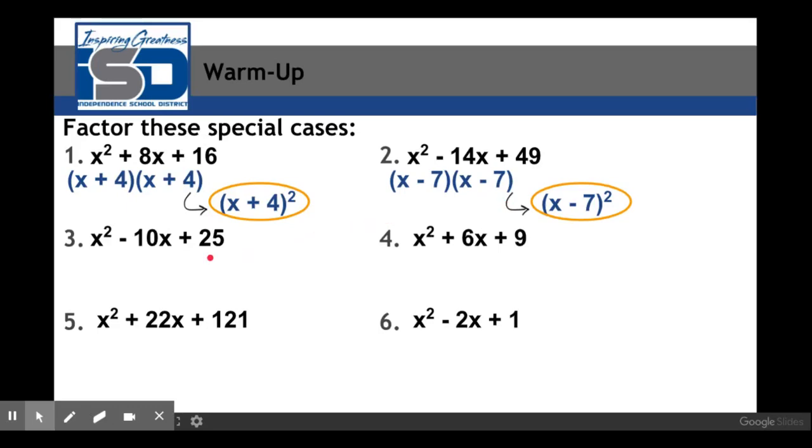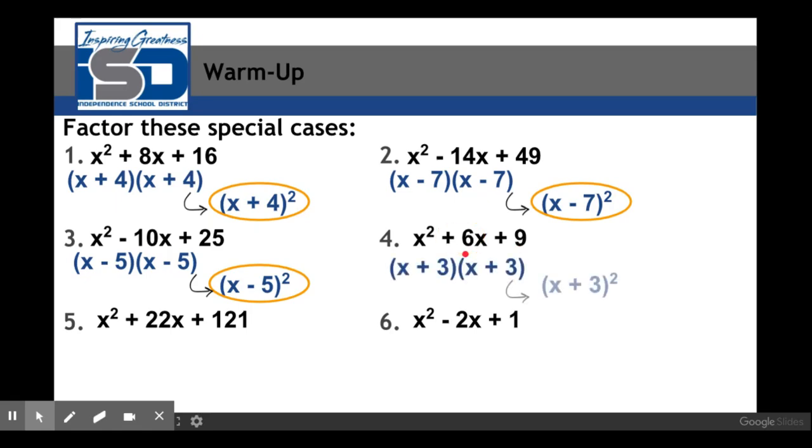Number 3, 25 is a perfect square. I would divide my b by 2 and get negative 5, and negative 5 squared is 25. So this is definitely a special case of x minus 5 times x minus 5, or the quantity of x minus 5 squared. So looking at 4, it's 9. The square root of 9 is 3, and 6 divided by 2 is 3. So this would be x plus 3 squared.